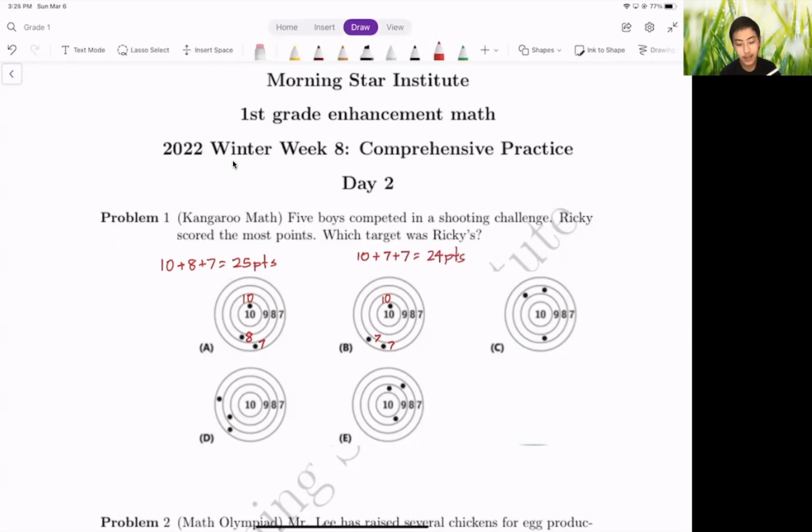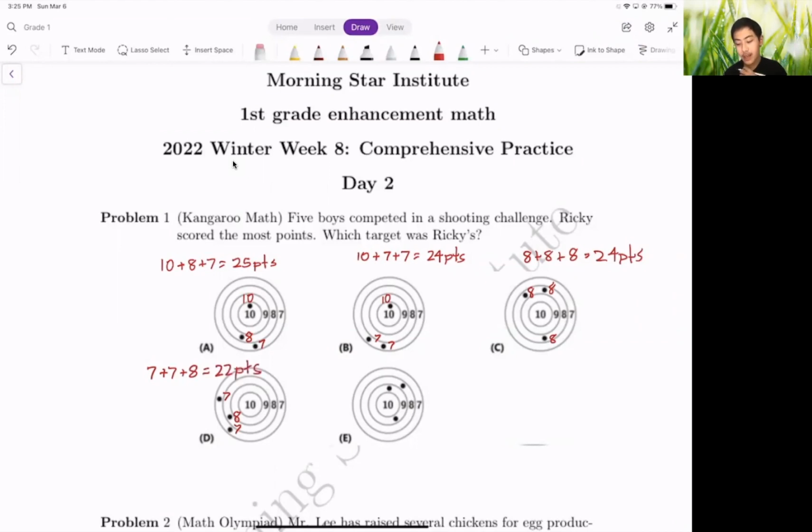And looking at C, this time there are three points, all inside the 8. So it's 8, 8, and 8. So in total, there are three 8s someone shot, and this is also 24 points. And looking at D, this person shot 1 time inside the 8 circle and 2 times inside the 7 circle. So it's 7 plus 7 plus 8, which is equal to 22 points.